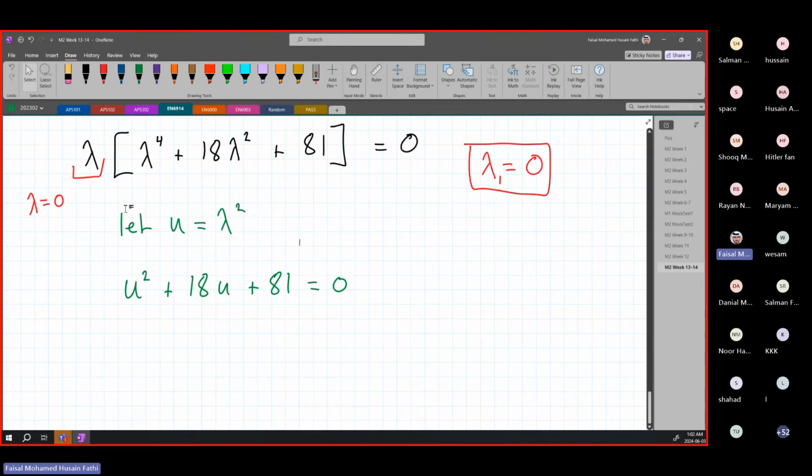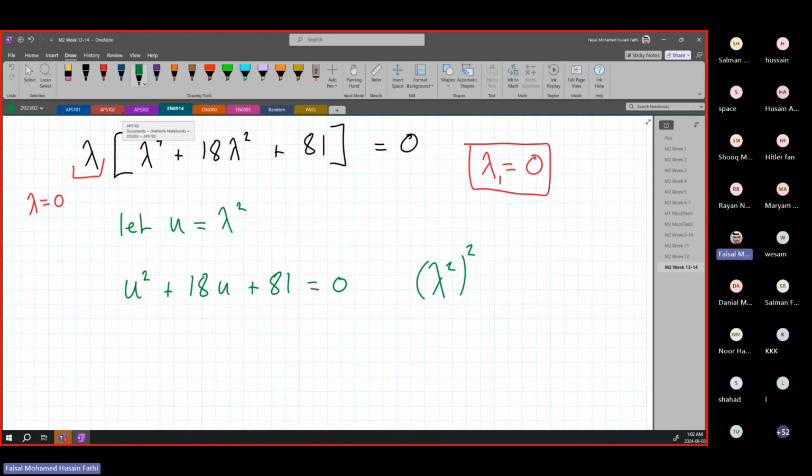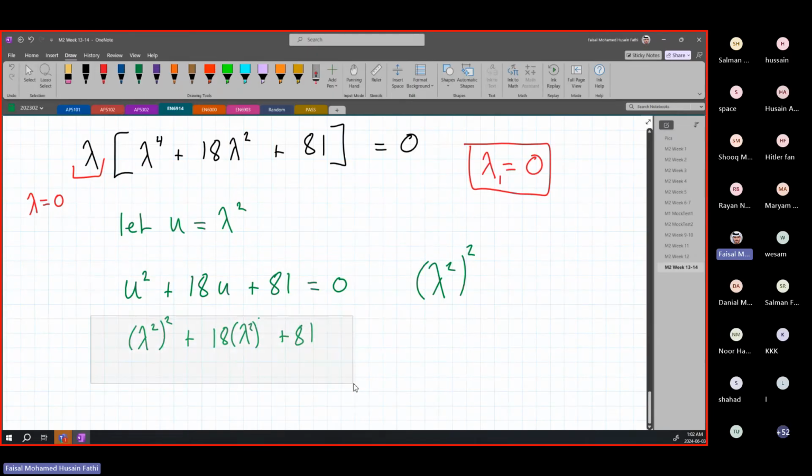Because if you notice here, now we have a quadratic equation. How did this happen? Look at this. Lambda squared, if we plug this back into u, it is lambda squared squared. In other words, this is the same as lambda squared squared plus 18 lambda squared plus 81. That is the same exact case. I just wanted to clarify it for you so you can see it in a better and easier way.